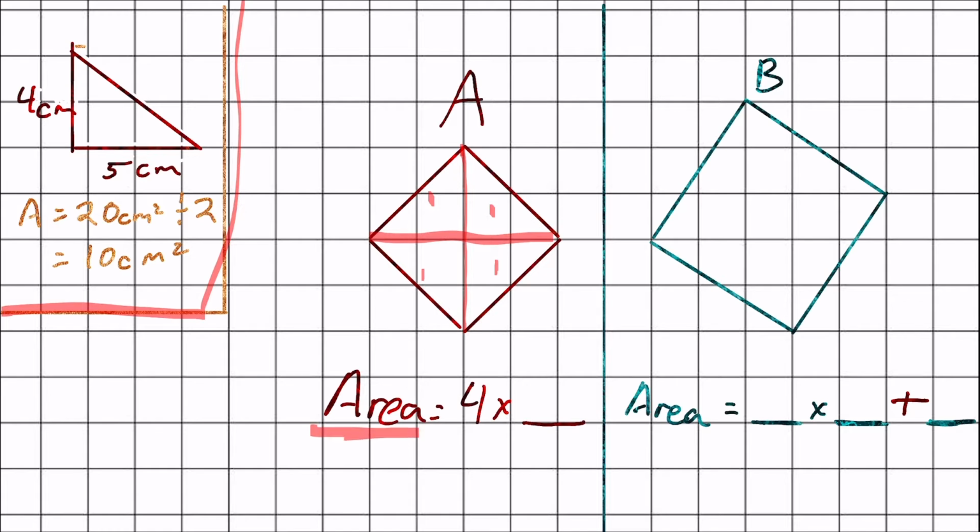So notice I have the area, 4 times whatever I'm going to find here. So I have a 2 by 2 square there, and so that's going to be 4 centimeters squared divided by 2 is going to be 2 centimeters squared. And so the area of this square, rotated square, is going to be 8 centimeters squared.